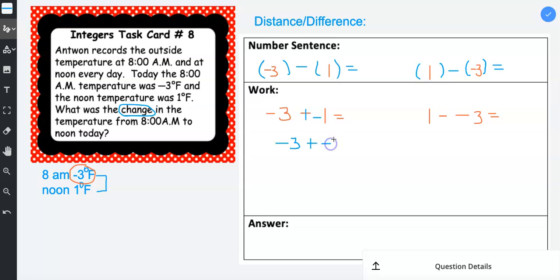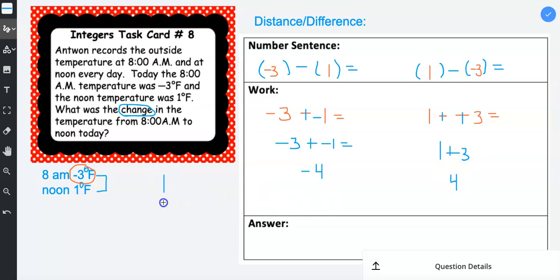Now that this problem is addition, I can think about my addition rules. Signs are the same, you add, we get -4. Over here, subtracting a -3 is the same as adding a +3, and 1 plus 3 gives us 4.